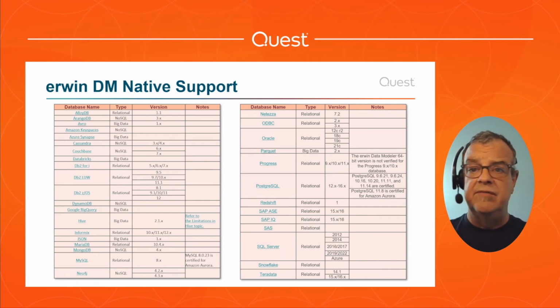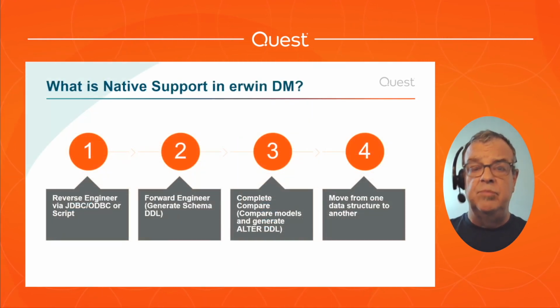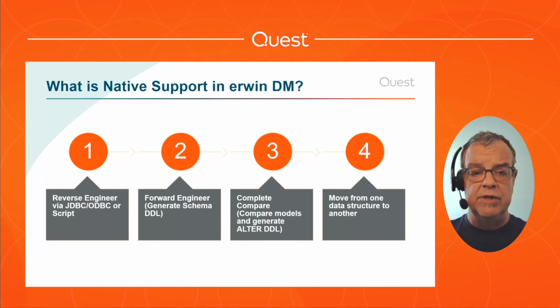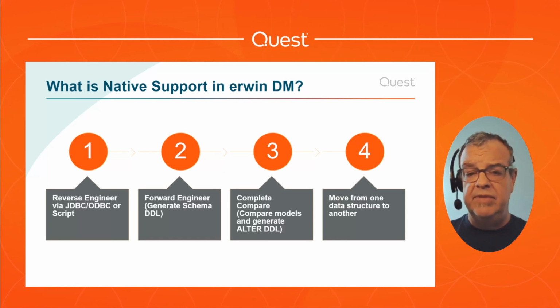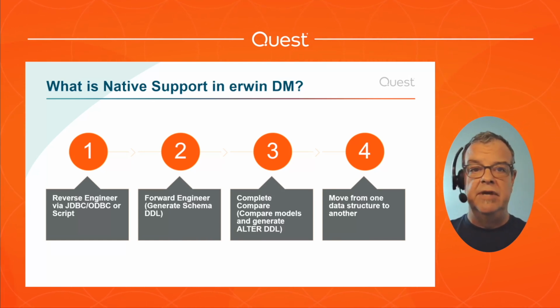Once again, just to review, what does native support refer to in Erwin DM? It gives us the ability to reverse engineer via JDBC, ODBC, or a script file, to forward engineer, generating a document or DDL, to provide complete compare, where you can compare models and then do an impact analysis to generate the appropriate altered DDL, and then also to convert from one of these 33 data structures to another. This is all included in Erwin Data Modeler Standard Edition.